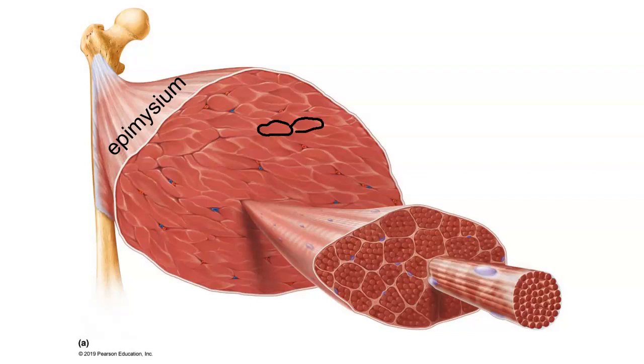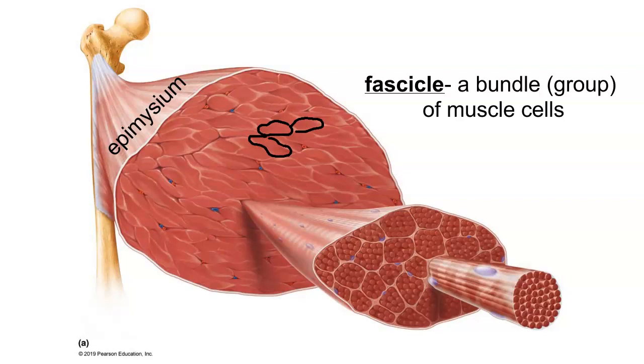Looking inside of the epimysium, you can see a bundle of structures, these elongated circular structures. What these represent are fascicles. A fascicle is a bundle of cells. So instead of seeing individual cells here, what we're seeing are bundles of cells called fascicles. Here they're pulling a fascicle out, and so this is one muscle fascicle.